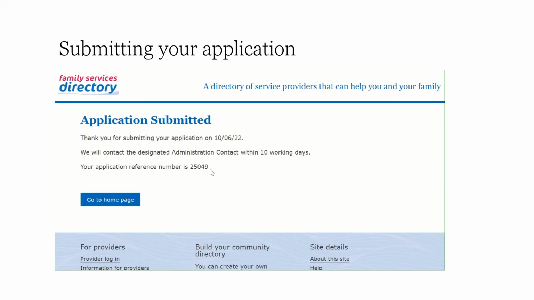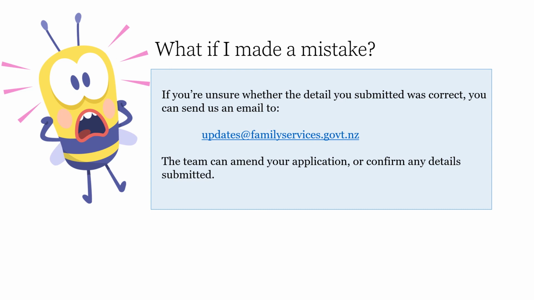When you do, you will see a confirmation message, and that includes a reference number. It's a good idea to write that down so that if you need to contact us, you can refer to your application by number. So if you think you included some information in your application that isn't correct, you can send an email to updates@familyservices.gov.nz. One of the team can make any changes that you require or confirm what details that you have submitted so that you know that everything is correct.